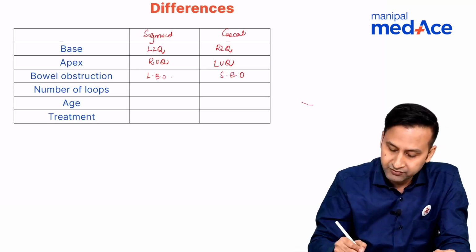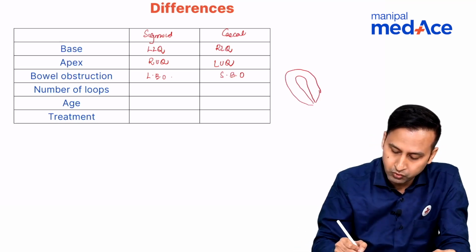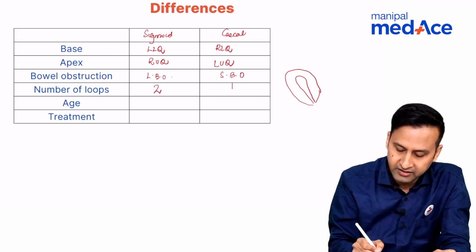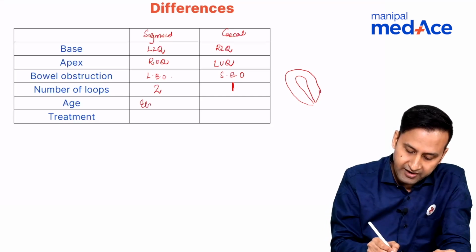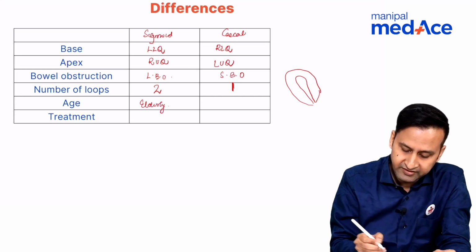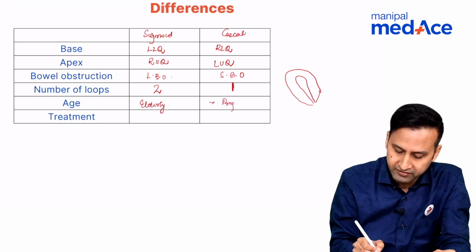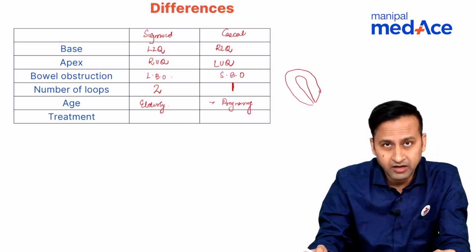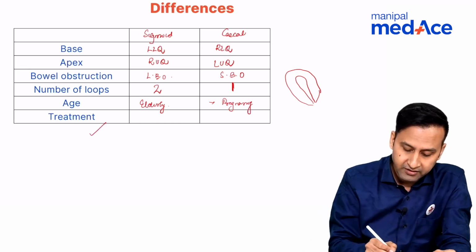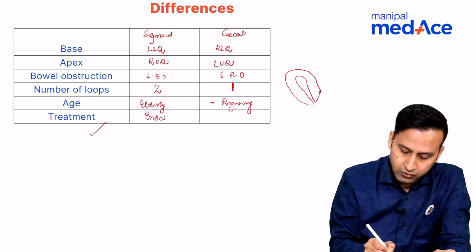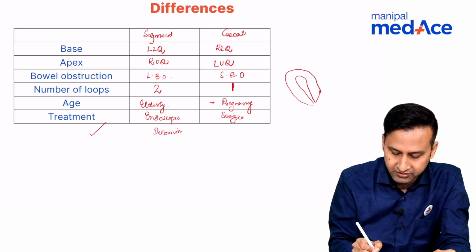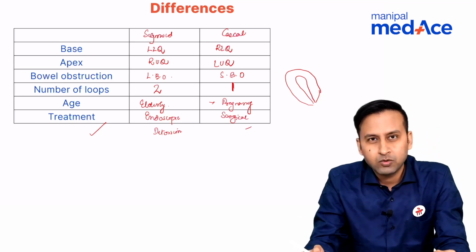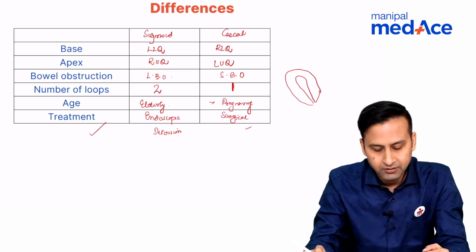How many loops are involved in a sigmoid volvulus? There were 2 loops involved. On the other hand, the cecum is just 1, so there's only 1 loop in cecal volvulus. The age is usually elderly patients, while cecal volvulus can usually be seen during pregnancy and even in young patients. The treatment in this case, we can do an endoscopic detorsion, but the treatment of cecal volvulus is usually surgical. So this is all you need to remember about sigmoid and cecal volvulus.